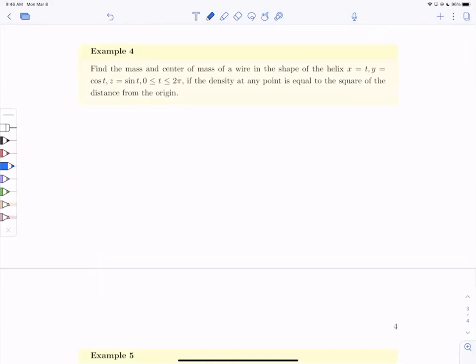Okay, 4 is a lot of computation, so I guess I'll skip the intermediate steps and give you the final answer once you are done. Because they ask for mass and center of mass, and it's really a lot of computation and a lot of integration by parts. But make sure you know how to do this question. I think that's a big hint.